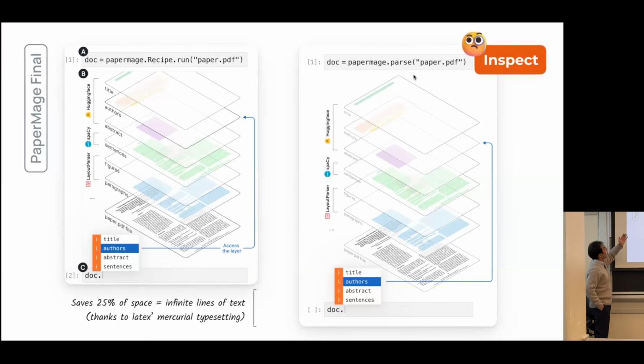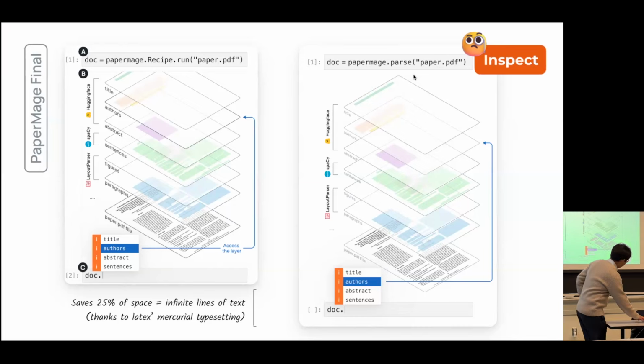And then the A part is like, we simplified the command a little bit to make the visual more clear, but it's like a recipe. And the B part is like, you have these different types of models and different layers of data being executed and stored after running the recipe. And finally, the C part is like, you have this document object with different attributes you can access and then manipulate, with the document data being stored. So I think that fulfills our design goals here.